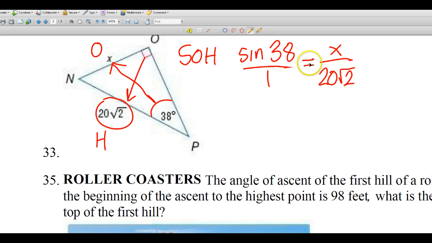From here we cross multiply, so we take x times 1, and then we would just take, on a calculator, 20 square root of 2, so 20 times the square root of 2, and multiply that by sine of 38.